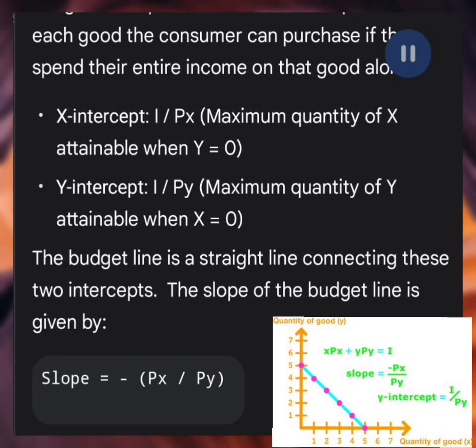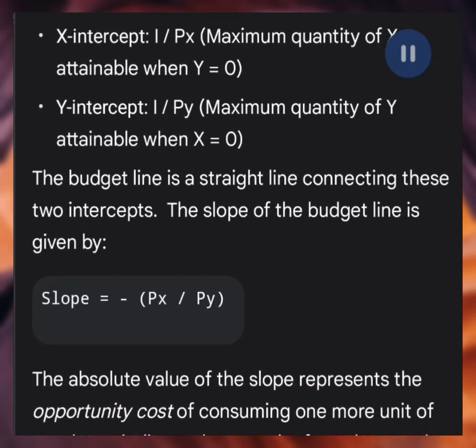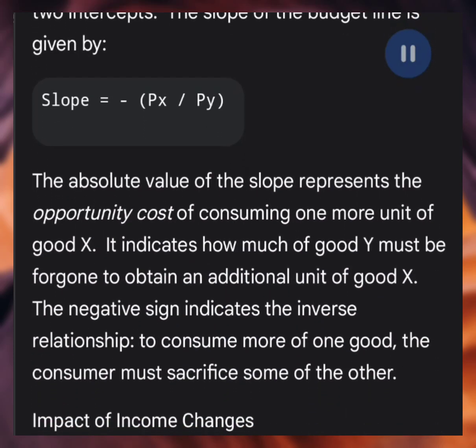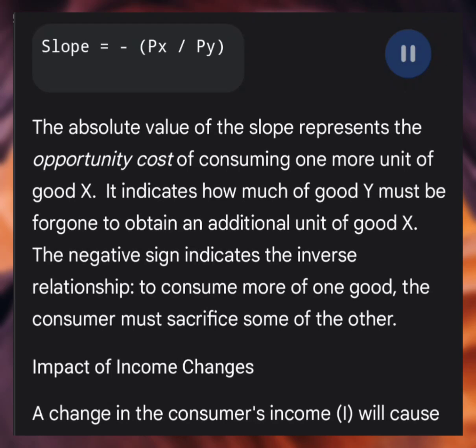The slope of the budget line is given by slope equals minus Px by Py. The absolute value of the slope represents the opportunity cost of consuming one more unit of good X. It indicates how much of good Y must be foregone to obtain an additional unit of good X. The negative sign indicates the inverse relationship. To consume more of one good, the consumer must sacrifice some of the other.